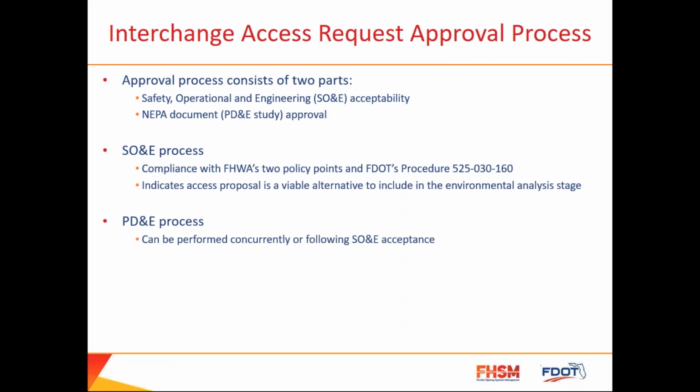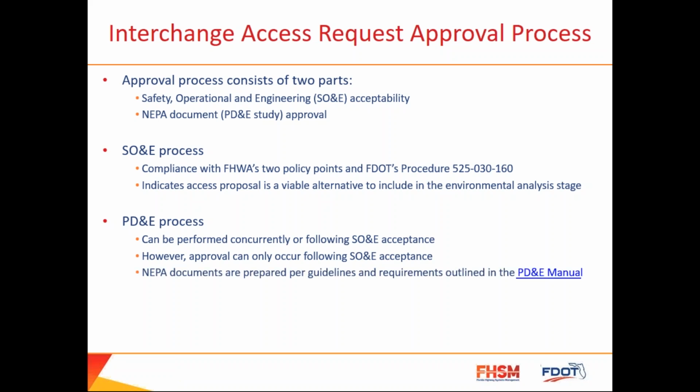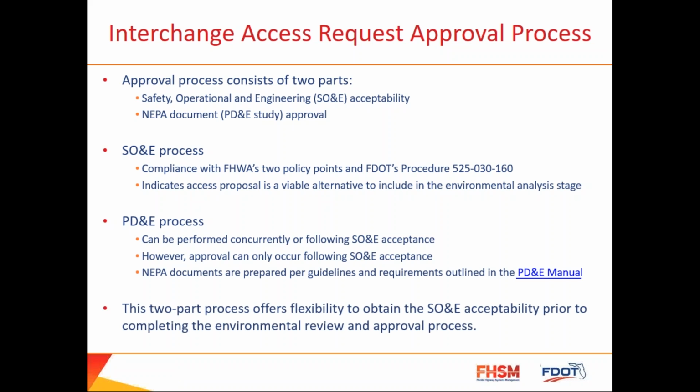It's where we indicate the access proposal is a viable alternative to include in the environmental analysis stage. For the PD&E process, it can be performed concurrently with the IAR or following the SO&E acceptance. However, approval can only occur following SO&E acceptance. NEPA documents are prepared per our guidelines and requirements outlined in the PD&E manual, and we've included a link to that manual on this slide. This 2-part process offers flexibility to obtain the SO&E acceptability prior to completing the environmental review and approval process.